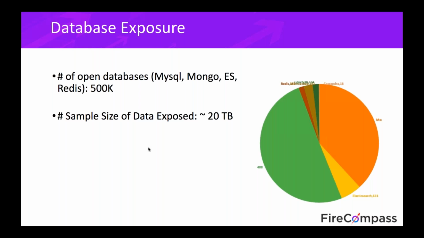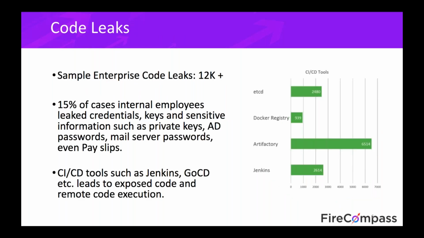So we noticed, so this is a few months back when we first came up with this report, but even today the situation is somewhat similar. So there are more than 500,000 open databases which are out there, which includes MySQL, Mongo, etc. So here are these databases which don't have any password and people can simply get into, and that number is 500,000. So that's pretty scary. So 15% of the cases we have seen that internal employees leak credentials, sensitive keys, etc. are there in the code base, exposed code base.